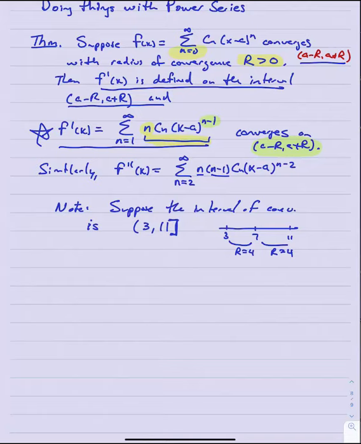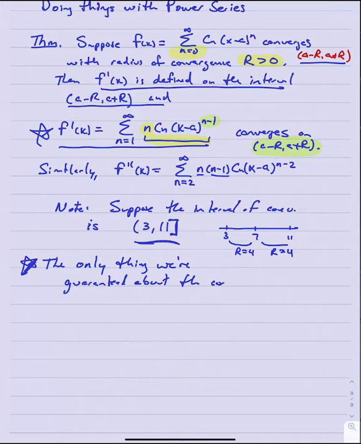Okay, so if f of x has an interval of convergence that looks like this, and this is an important point to notice, it's perhaps not made explicitly clear in the book, the only thing we're guaranteed about the convergence of the term-by-term derivative is that it converges on the open interval 3 to 11. Okay, so let me make that clear. This theorem is saying that if I'm convergent on this interval, I will be guaranteed to be convergent for the derivative on that same open interval.